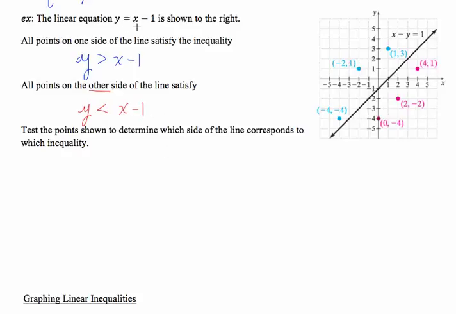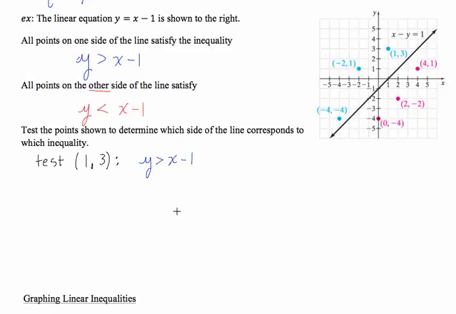So I'm changing this to a less than sign. Any point that's not on the line will satisfy one of these two inequalities. So how do you figure out which side is which? Well, let's plug in a point and see. Let's test the coordinate point 1, 3. Let's try plugging it into y is greater than x minus 1 and see if we get a true or false inequality.